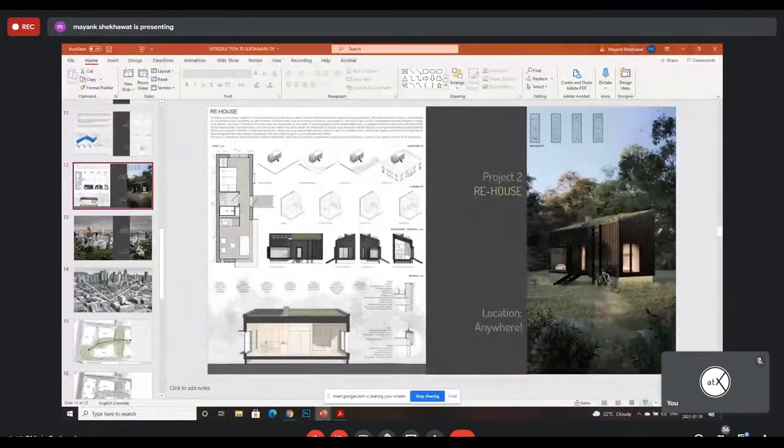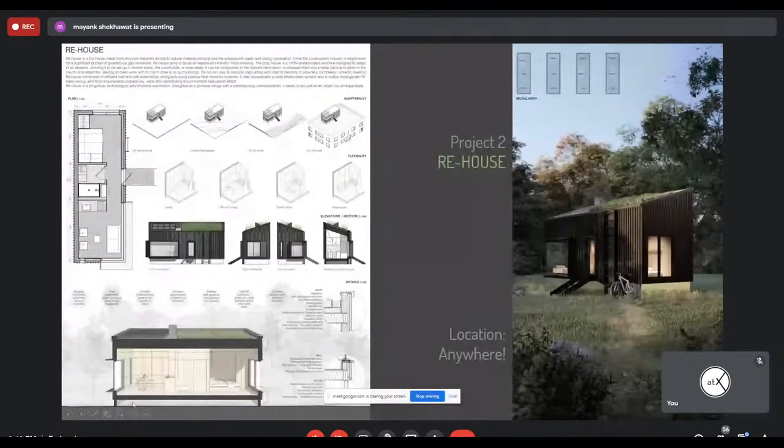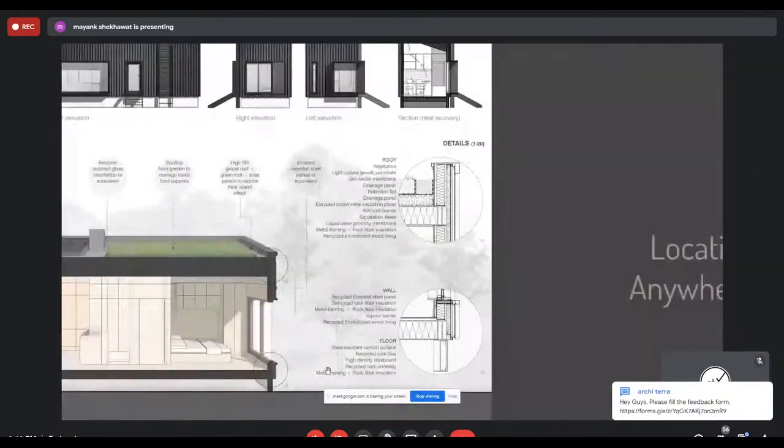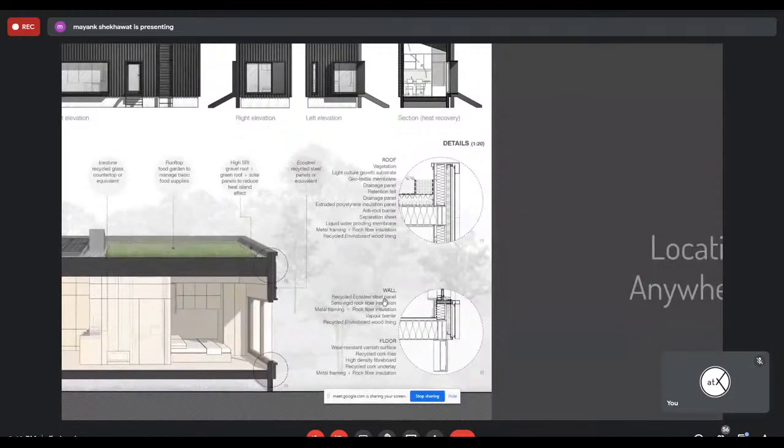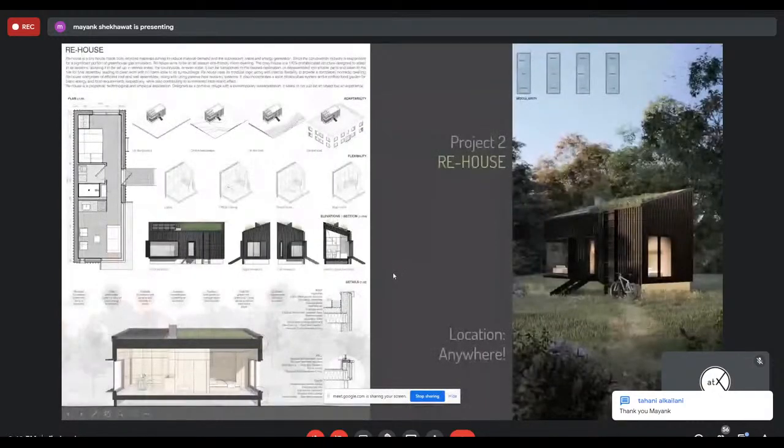I think I'm just going to look closely here because I don't even remember this was done last year, but that was roof, that was the wall. So it was recycled eco steel panels I was using for the exterior cladding. Then in the middle, we had semi-rigid rock fiber insulation. Then it's the metal framing with rock fiber insulation within that. And then there was a vapor barrier. And then finally, the recycled enviro board wood lining, which was to be inside.